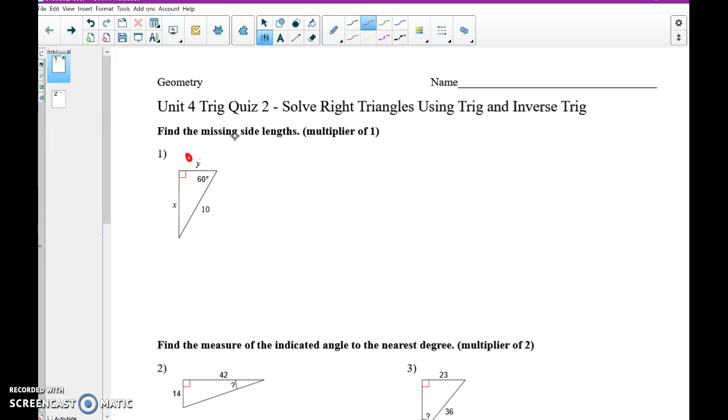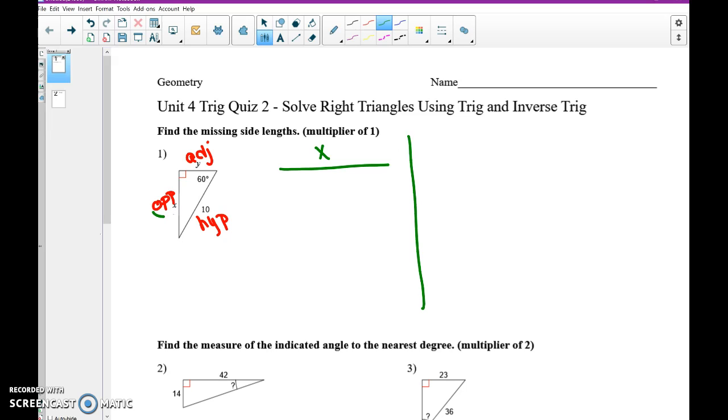So let's get our sides matched up. So 60 degrees, opposite of that is the x side. The y side was the adjacent, and the 10 side was the hypotenuse. Now on this one, you basically had to solve twice. So I'm going to do one in green, one in blue. We'll do x first.